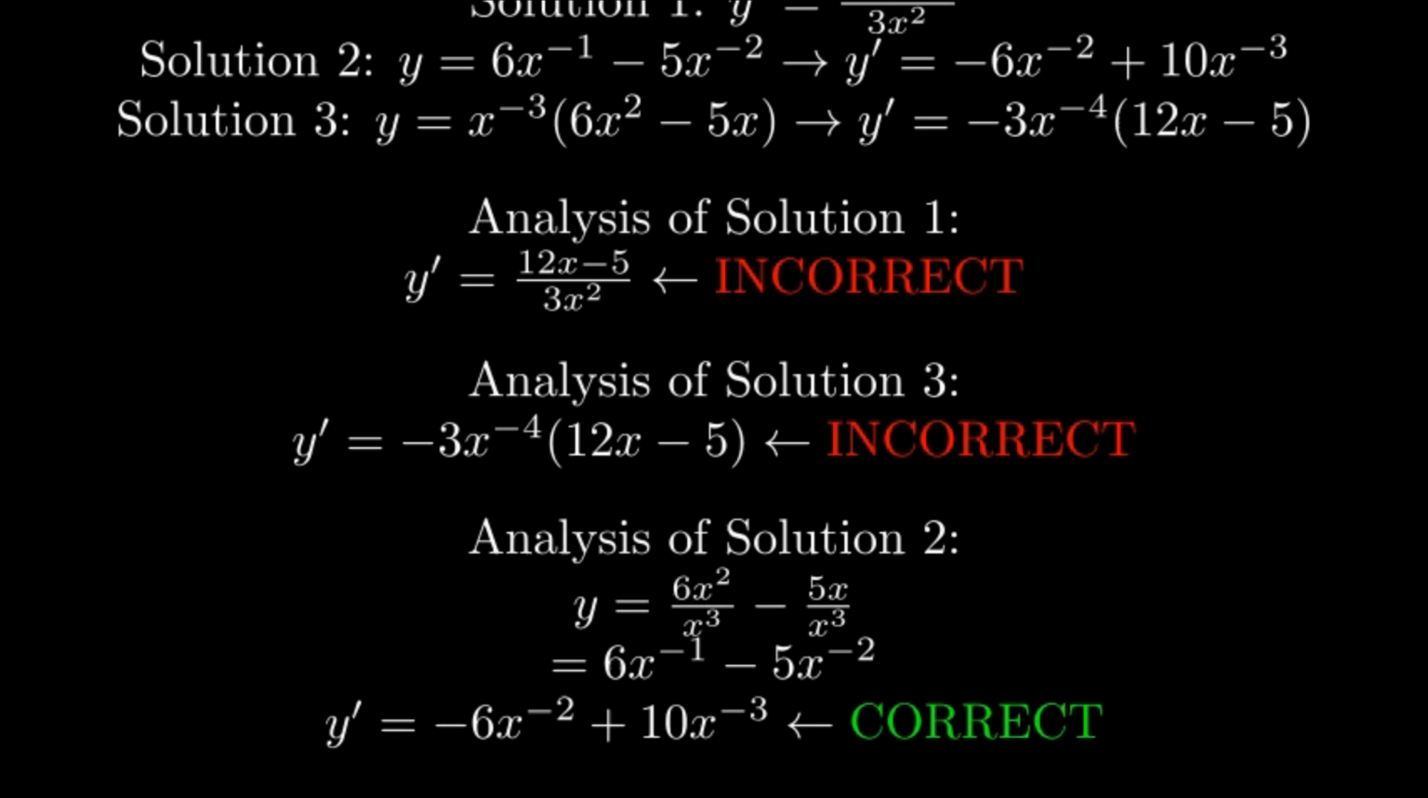Now let's look at solution 2. This student correctly started by splitting the fraction. 6x squared over x cubed is 6x to the negative 1, and 5x over x cubed is 5x to the negative 2. Now the function is y equals 6x to the negative 1 minus 5x to the negative 2. Differentiating this term by term gives negative 6x to the negative 2 plus 10x to the negative 3. This is the correct procedure and the correct answer.